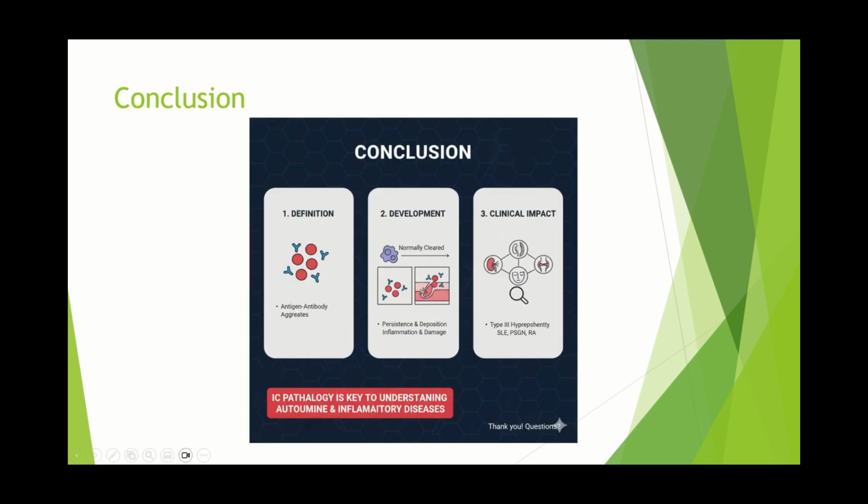To summarize, immune complexes are normal antigen-antibody structures. However, when they persist and deposit in tissues like the kidney or joints, they trigger significant inflammation by type 3 hypersensitivity. Understanding this mechanism is the key to diagnosing and treating diseases like SLE or PSGN.